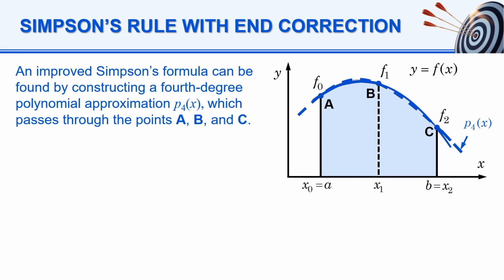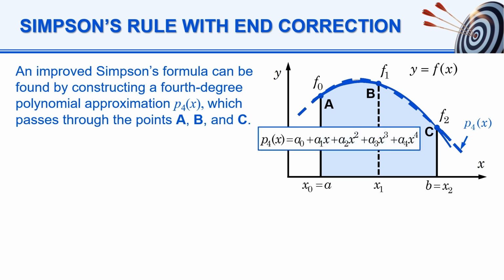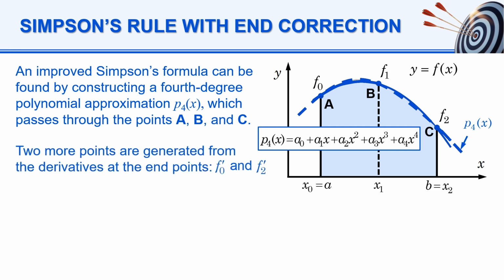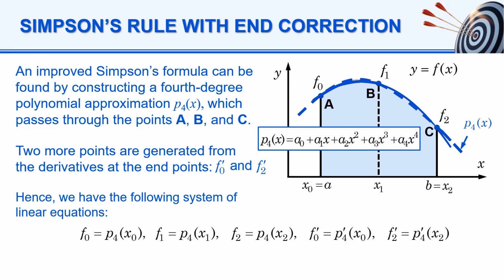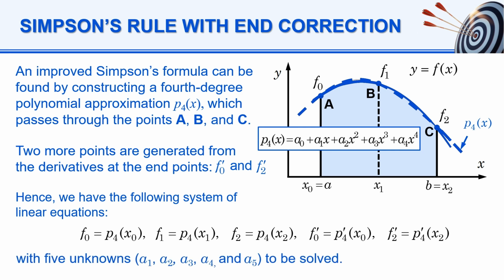An improved Simpson's formula can be found by constructing a 4th-degree polynomial approximation, which passes through the points A, B, and C. 2 more points are generated using the derivatives at the interval endpoints. Hence, we have the following system of linear equations, with 5 unknowns, A1 through A5, which are solved.